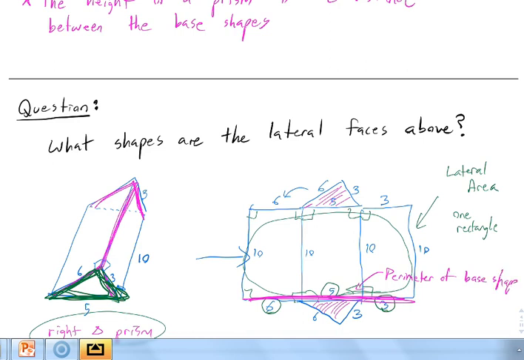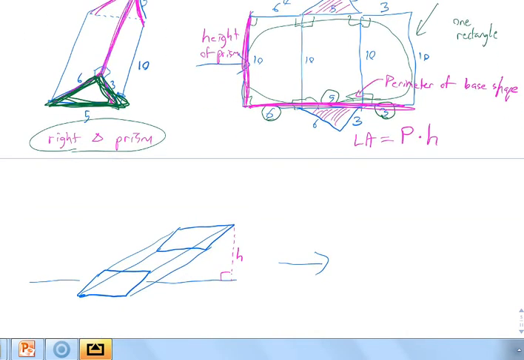Whoops, a base shape. And then what's this? This is the height of the prism. So the entire area, the lateral area, I'll call that LA for lateral area, is just the perimeter of the base times the height. That's it. That's our rectangle done. Okay, that was easy, right? We opened it up, it was already rectangles, it was made for us.